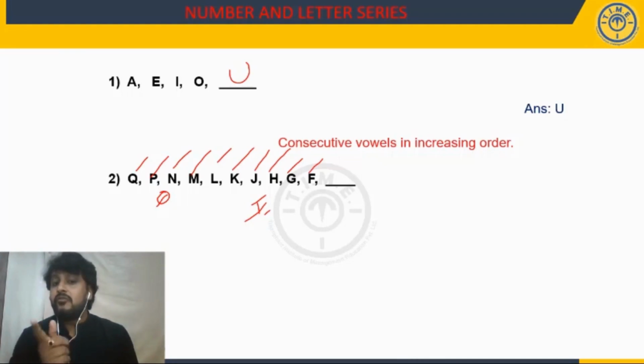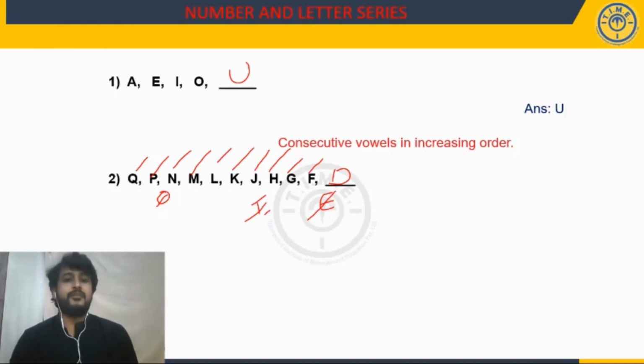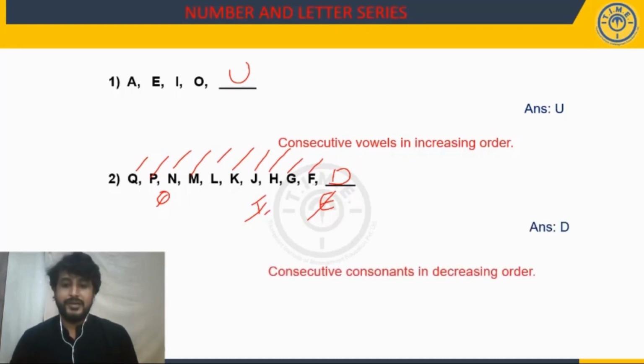What are these? Vowels. So the vowels are missing, which means the series is consecutive consonants in decreasing order. So before F, in general, what would we have? E. But E is a vowel, so we cannot take it, because the missing ones are vowels. It is nothing but consecutive consonants in decreasing order. So before F, what is the consonant? D. So our required answer is D, and the logic is consecutive consonants in decreasing order. You are clear, right? The first one is consecutive vowels in increasing order, and the second one is consecutive consonants in decreasing order.